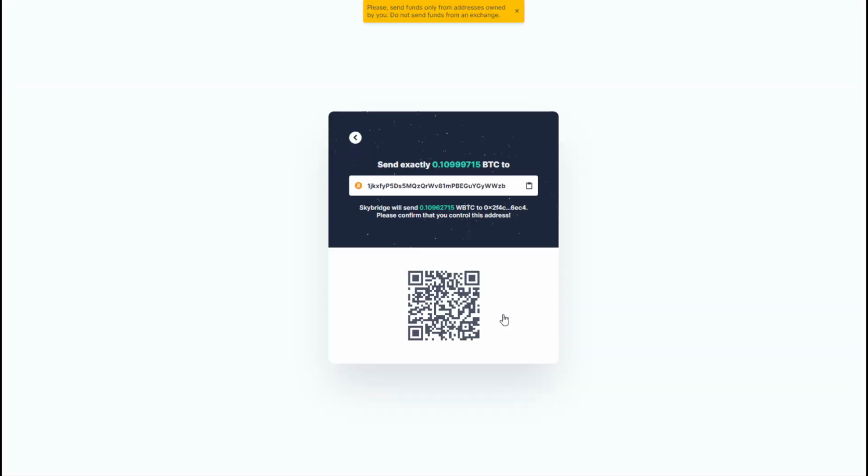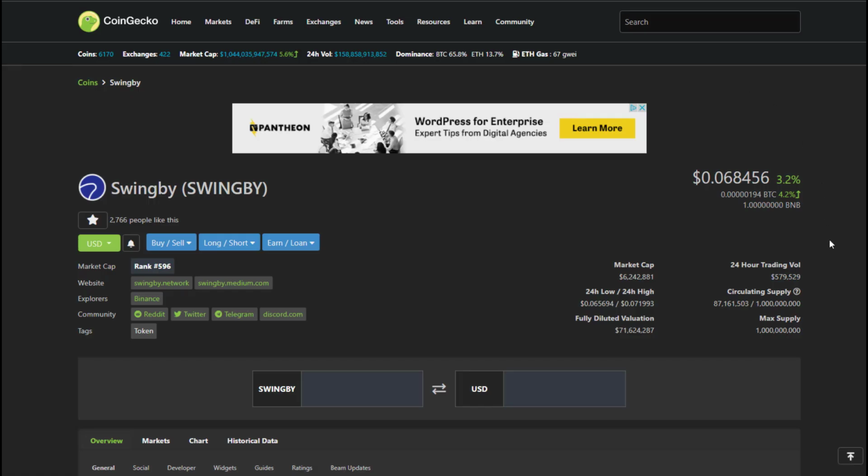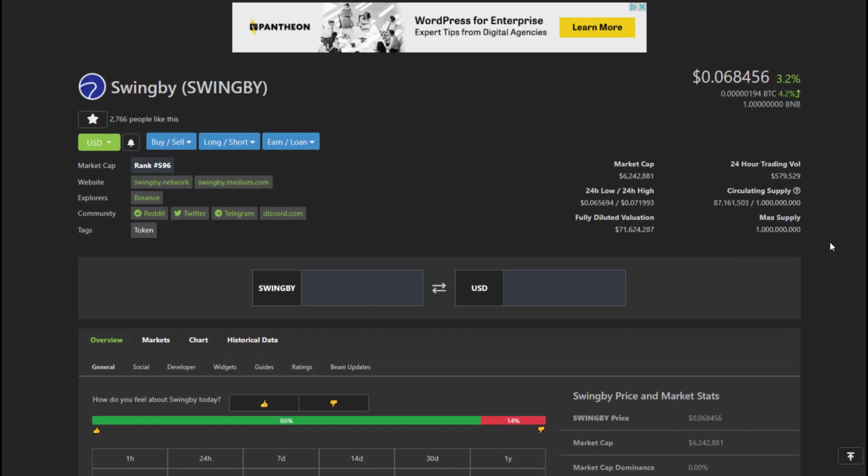Boom. Just press swap just for the sake of it. And so here we go. So I would have to send exactly this amount of Bitcoin to this Bitcoin address, and then it would send me the WBTC back to my MetaMask. So it's the exact same process, but you're sending BTC and you're getting WBTC back. So anyway, guys, that is how you use the Swingby Skybridge.